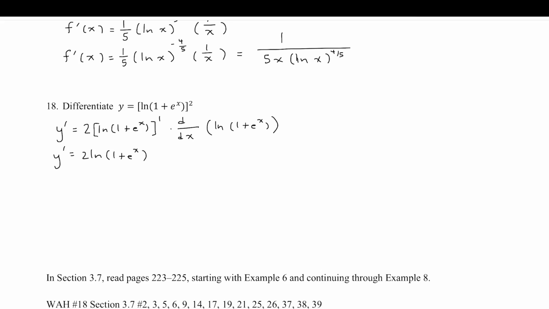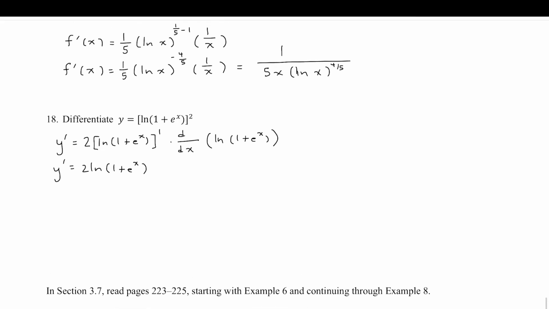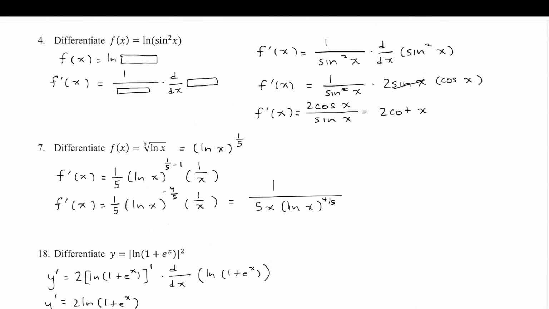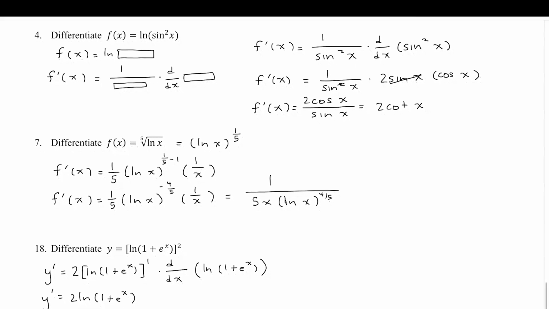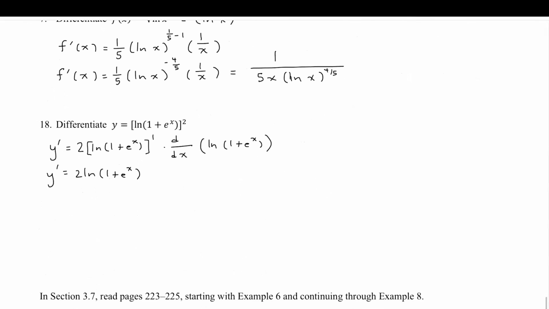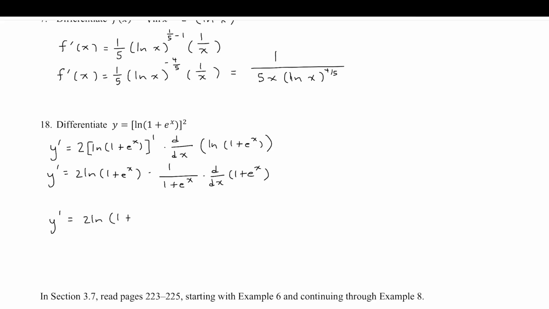All right, so my y prime is 2 times the ln of 1 plus e to the x, and then I have to take the derivative of ln of 1 plus e to the x. So I can kind of look at this similarly to what I did with number 4 with my box notation. To take the derivative of the ln of a function of x, I have to put 1 over the argument of the ln times the derivative with respect to x of that argument.